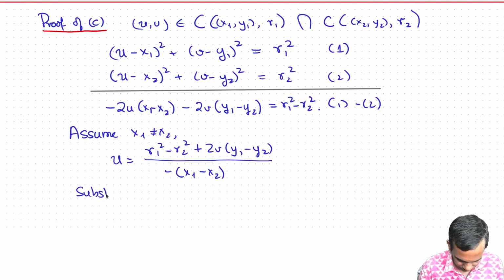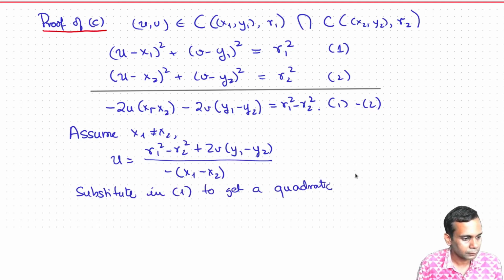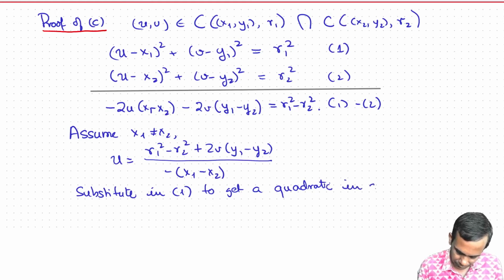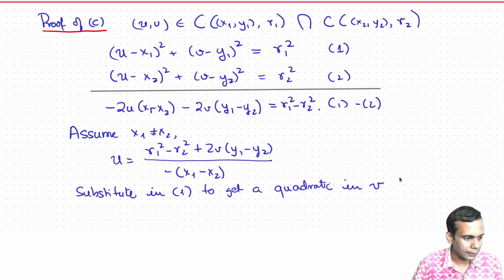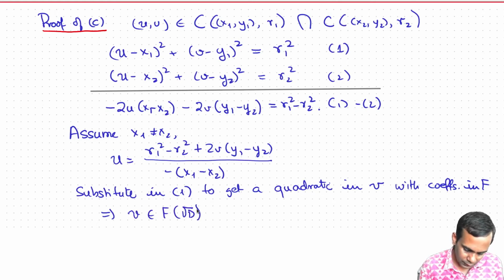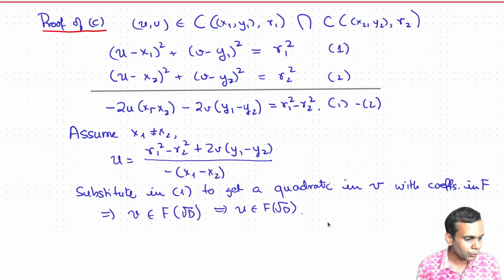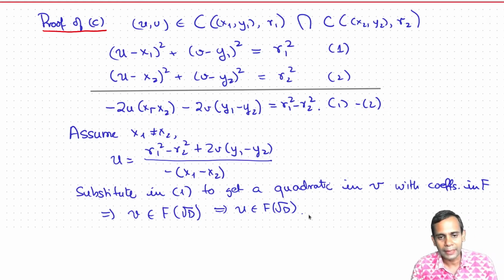So substitute in 1 to get a quadratic equation in v, with coefficients in F. And so this implies that v belongs to F adjoin square root D, but then u can be recovered from v using this function here, which also implies that u belongs to F adjoin square root D. And so u and v lie in a quadratic extension over F.